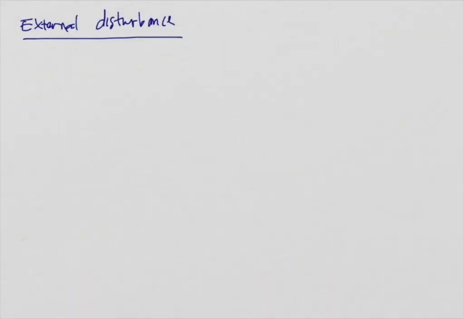Hello student. Today we discuss the external disturbance in process control. We illustrate this. We have a system here, a liquid heating tank with a stirrer.